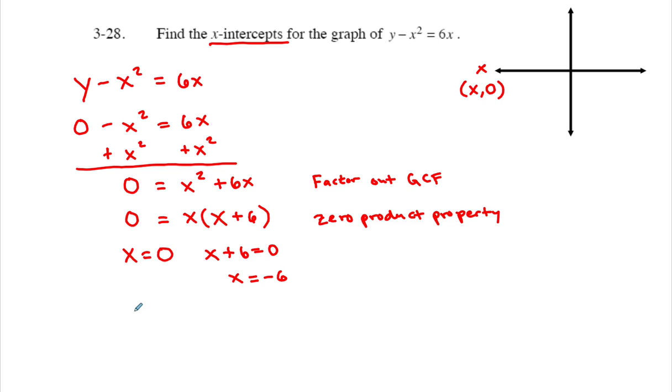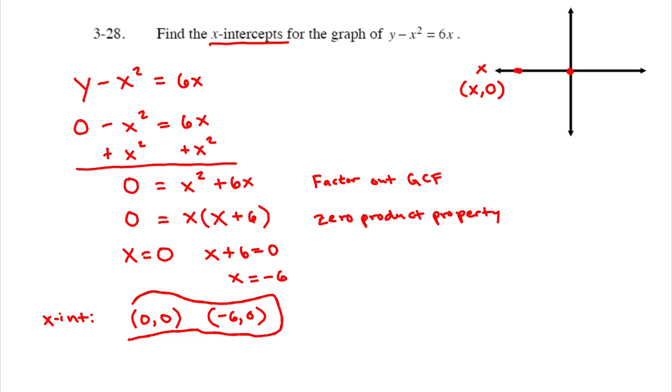We're looking at the point 0, 0 and the point negative 6, 0. These are our two x-intercepts. So you'd see we'd have a point right here and another point somewhere back here. Our parabola looks like it would be opening up, so it would come down and go up something like that. But this is your answer, 0, 0 and negative 6, 0.